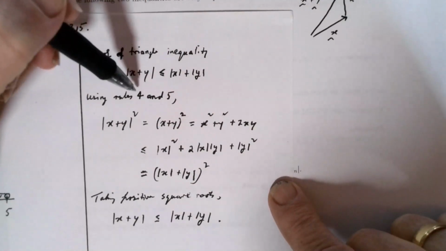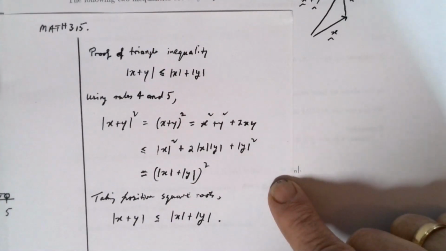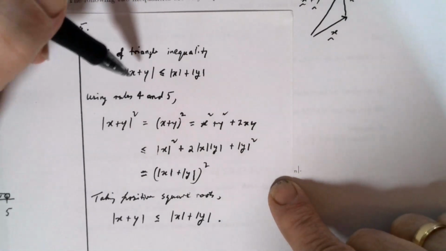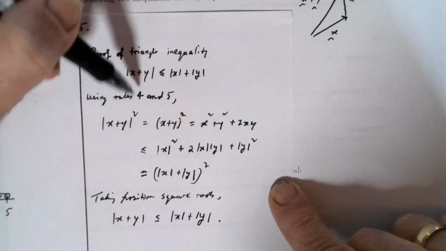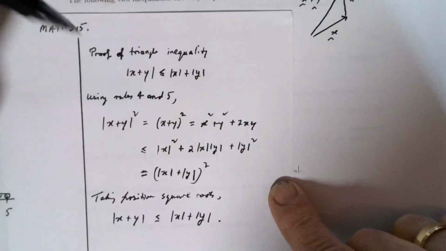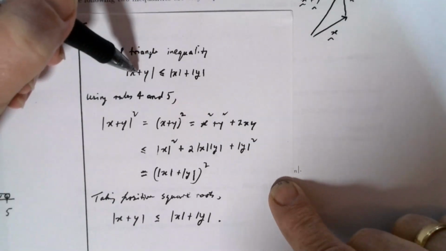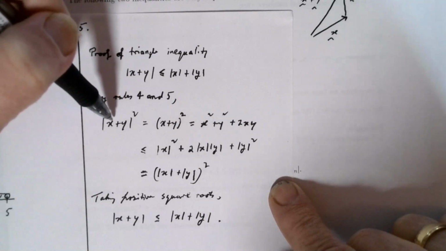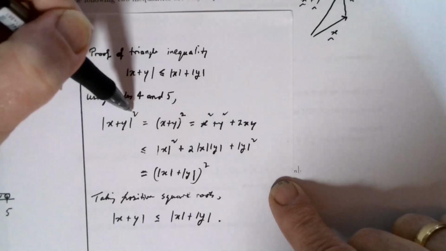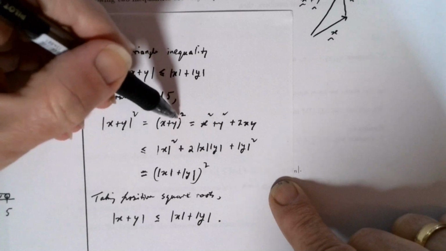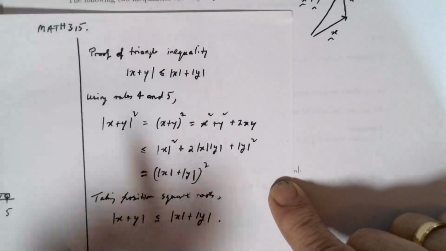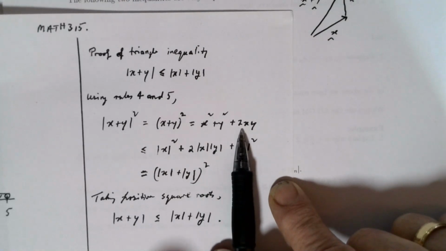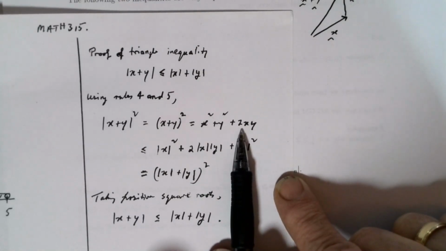I'm going to use the rules 4 and 5 that I listed before. So I'm going to start with the left-hand side of this, and I'm going to look at the square of it. I'm going to look at the square of this quantity. So the absolute value of something squared is just the square of the number itself, so that's (x plus y) all squared, and I can square that out. It's x squared plus y squared plus 2xy.